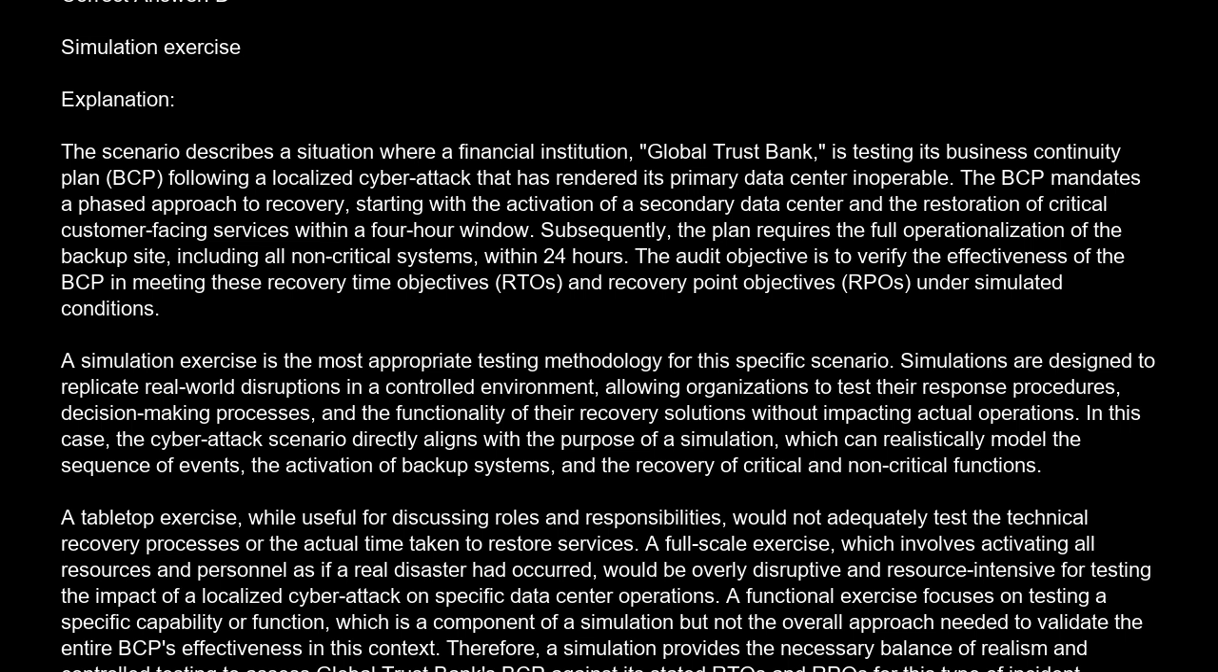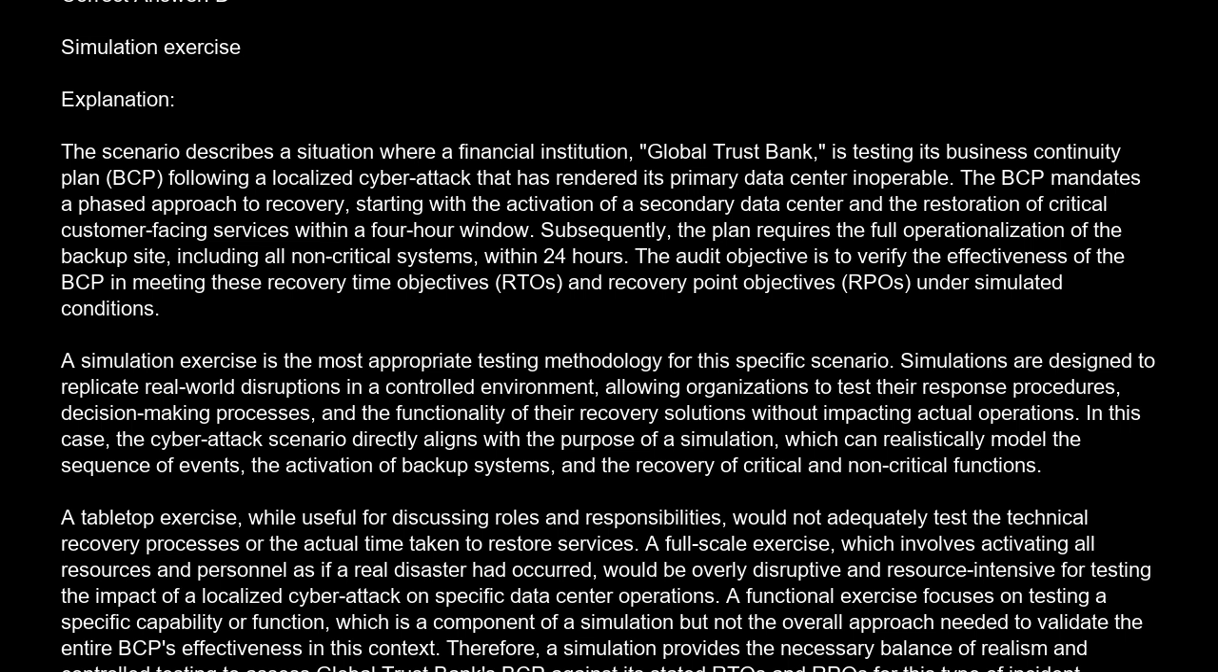In this case, the cyber attack scenario directly aligns with the purpose of a simulation, which can realistically model the sequence of events, the activation of backup systems, and the recovery of critical and non-critical functions. A tabletop exercise, while useful for discussing roles and responsibilities, would not adequately test the technical recovery processes or the actual time taken to restore services. A full-scale exercise, which involves activating all resources and personnel as if a real disaster had occurred, would be overly disruptive and resource-intensive for testing the impact of a localized cyber attack on specific data center operations.